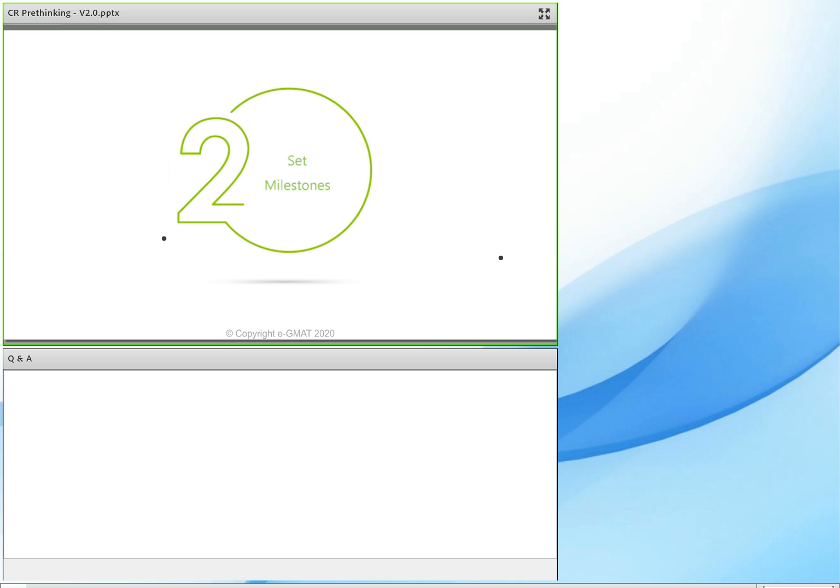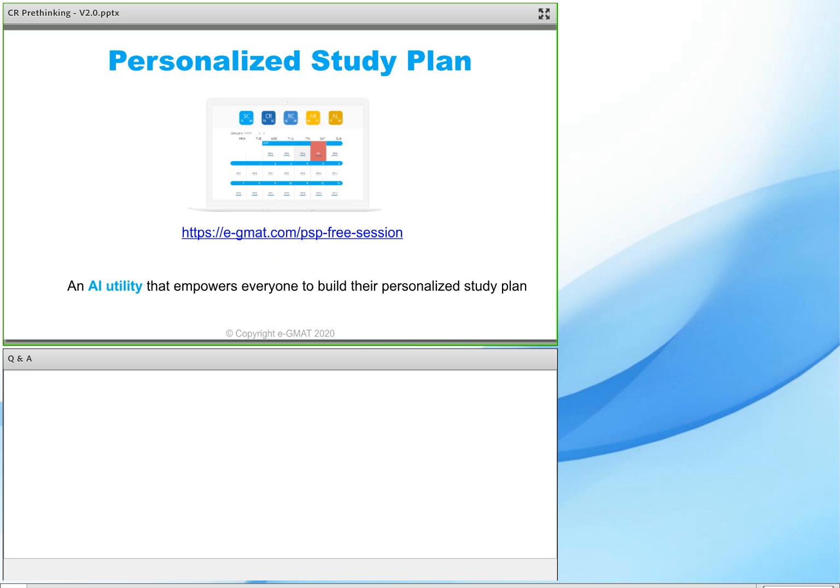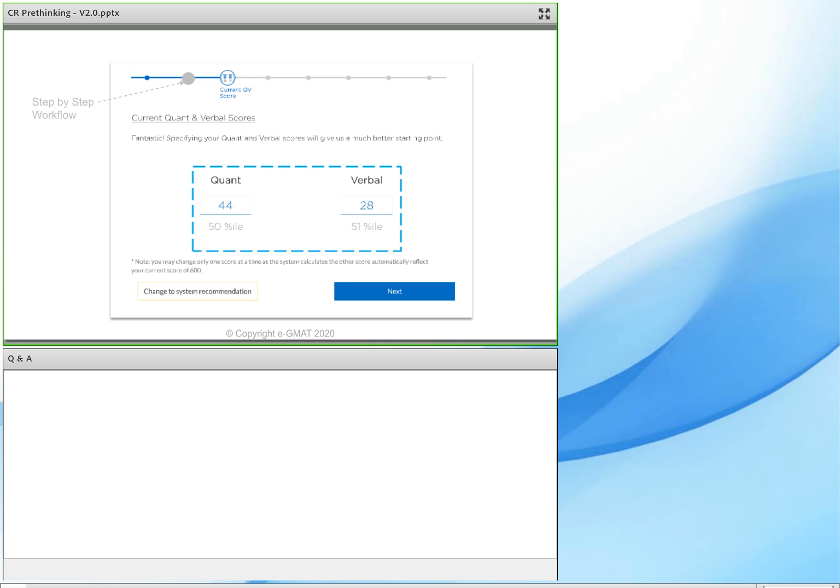Then the second thing is you set milestones. How do you set milestones? We have built a tool called PSP, or a personalized study planner. It's an AI-driven utility in which you put your starting abilities, and then it gives you your target milestones. So how does this work?